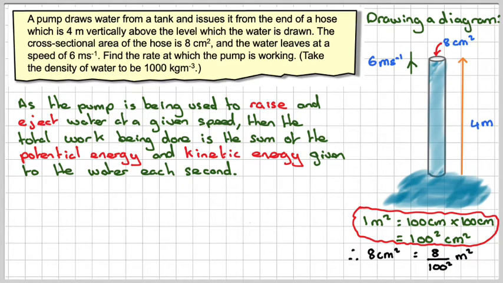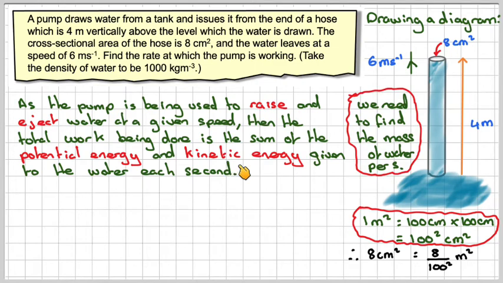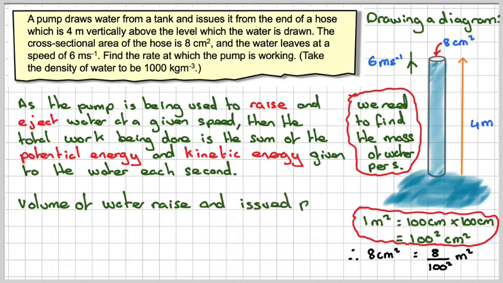Right, so we will need to find the mass because we need mgh for potential energy and a half mv squared for kinetic energy. So we'll need to find the mass of water being raised per second. Now, you can think, first of all, let's just find the volume of water in this pipe in any second, and that's being ejected every second because it's going at 6 meters per second.